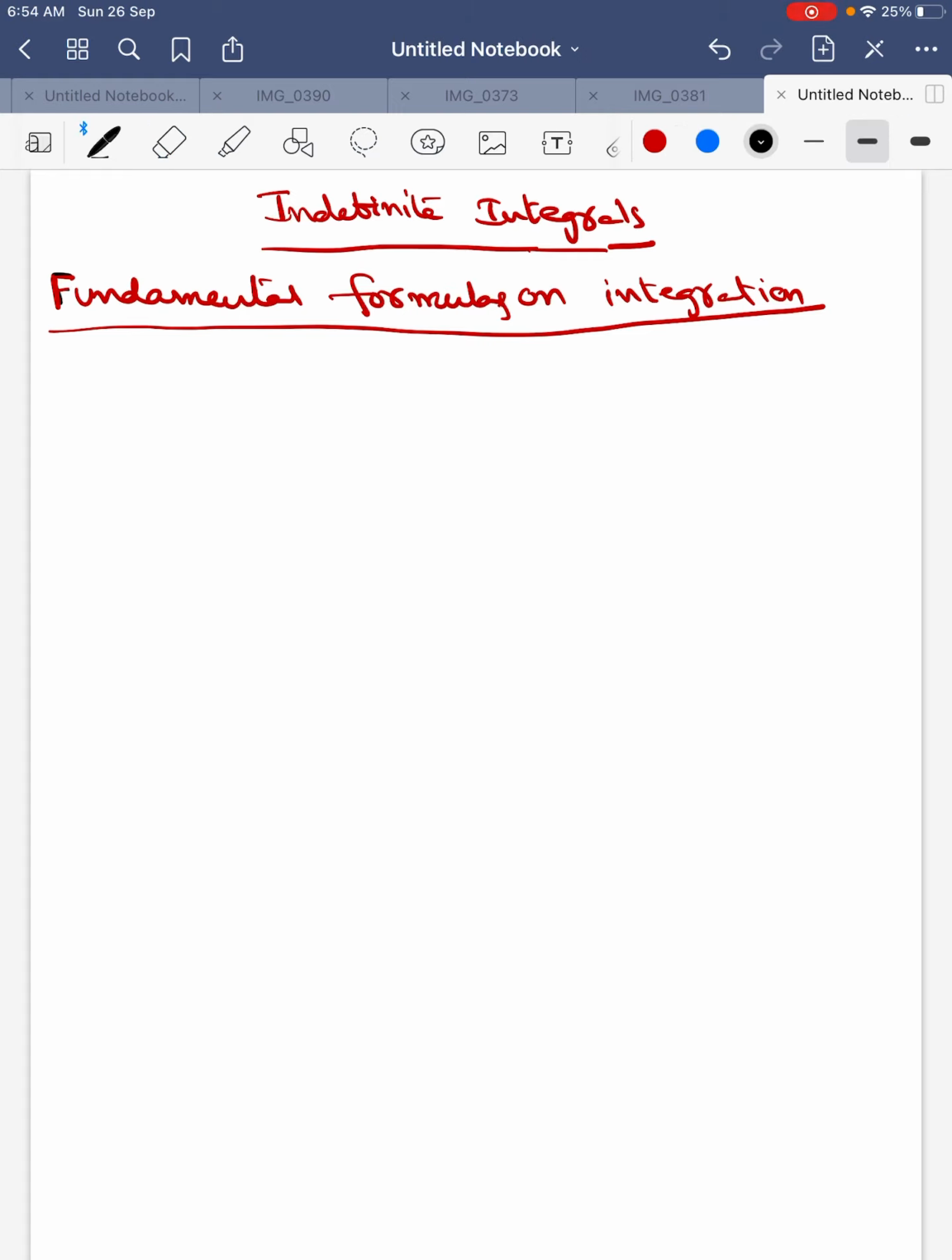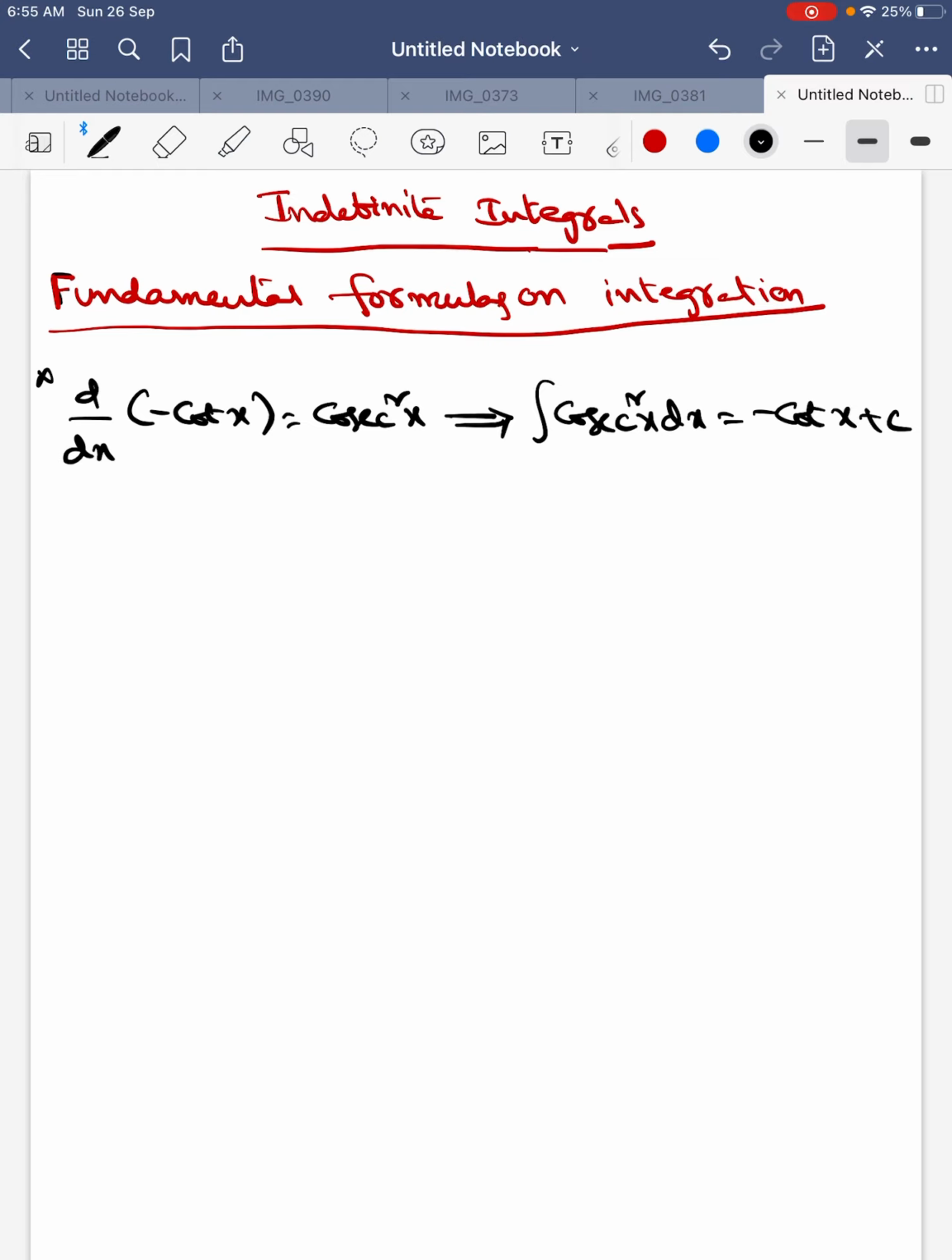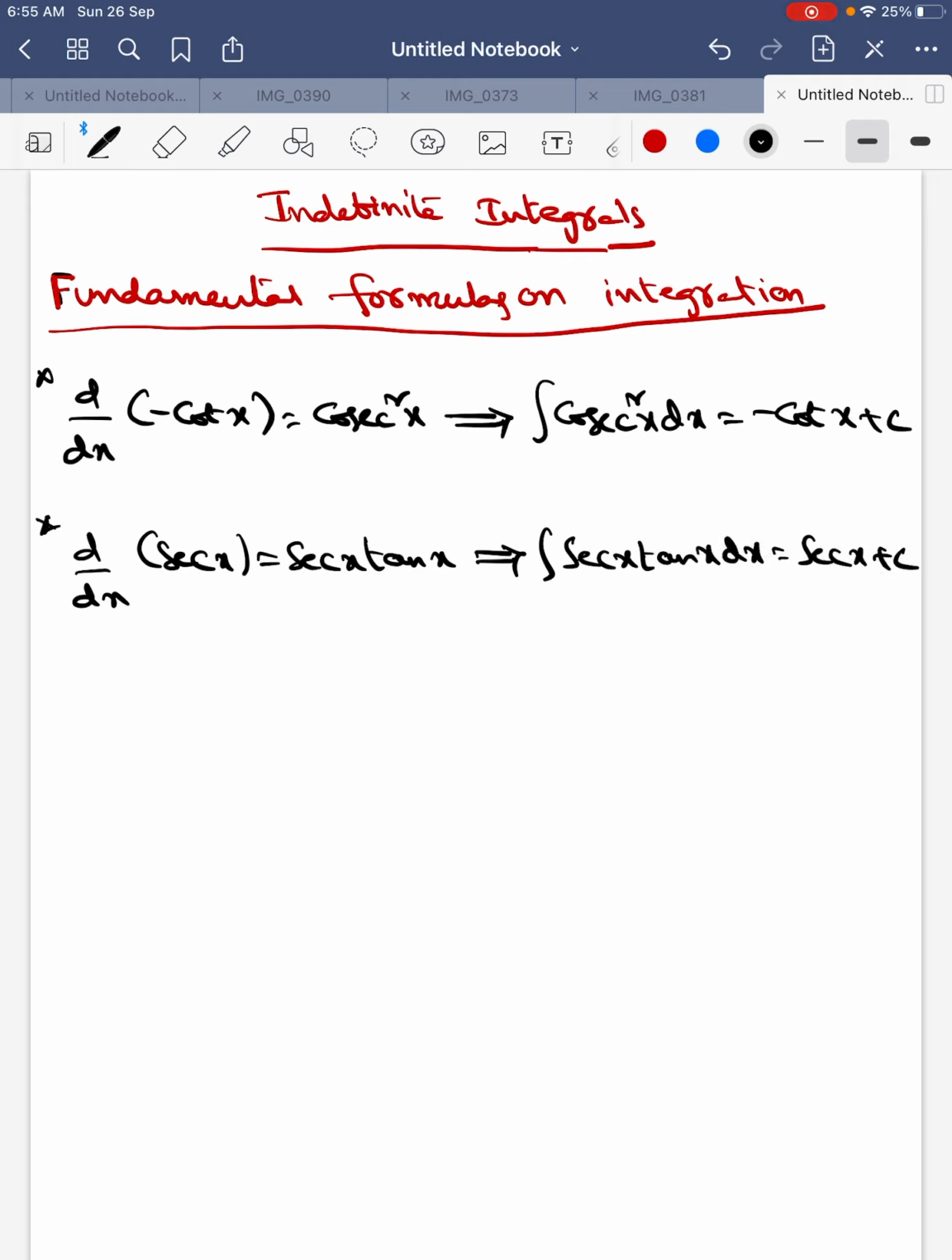Next form. D by dx of minus cot x is cosecant square x. That implies the integral of cosecant square x dx is minus cot x plus c. Next form. D by dx of secant x is secant x tan x. That implies the integral of secant x tan x dx is equal to secant x plus c.